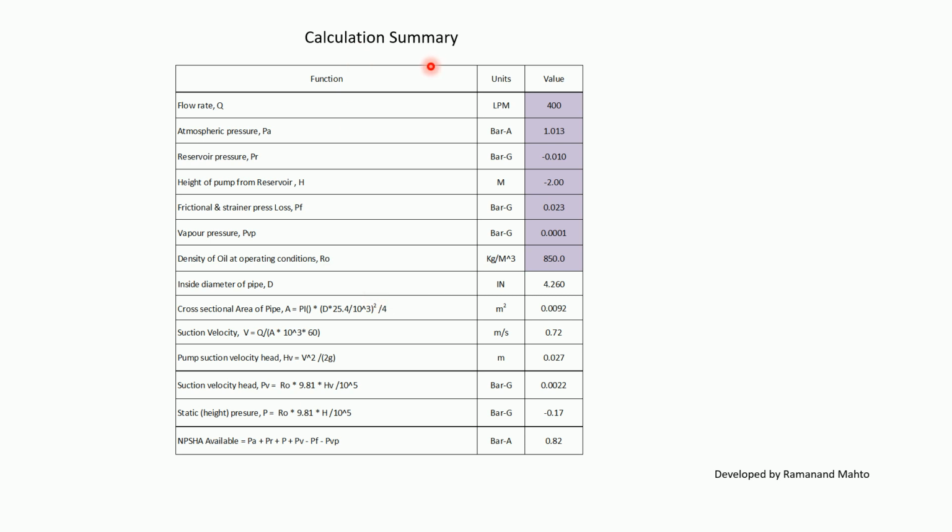So calculation summary. Flow is given 400 liter per minute. PA is 1.013. Reservoir pressure, after converting to bar, is minus 0.10. Height of pump from reservoir is minus 2. Friction losses after adding 0.023. Vapor pressure 0.001. Density 850 kg per meter cube. So after this, it is coming 0.82 bar absolute. So with this, I have finished my discussion.